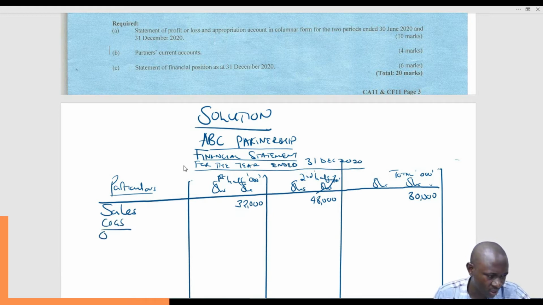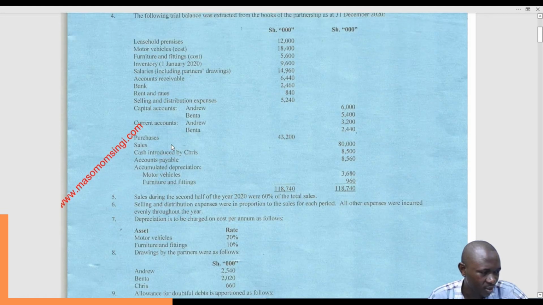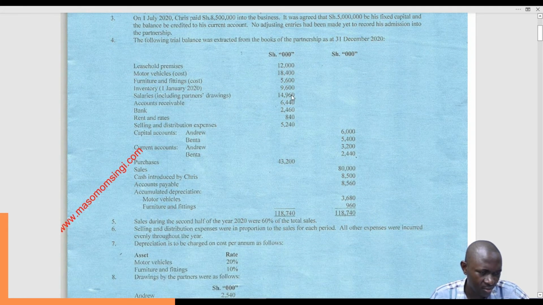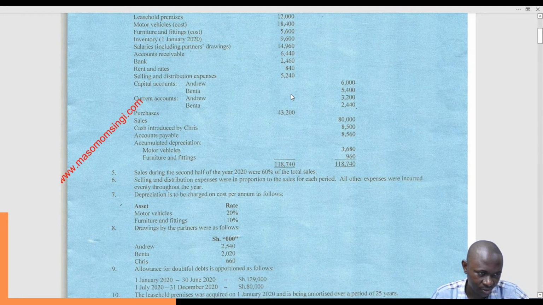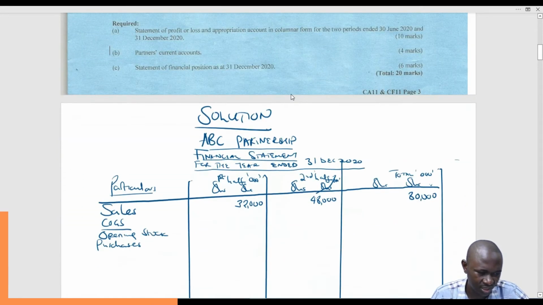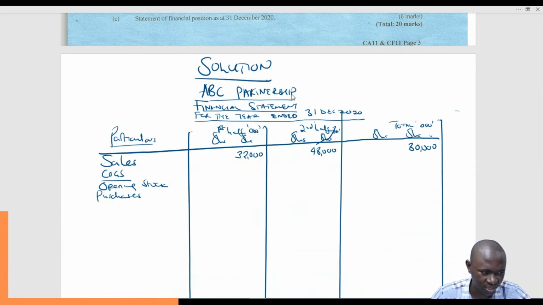So cost of goods sold, we normally start with the opening stock, then we add purchases, and then we less closing stock. But purchases might come in with some workings. So let's see. Opening stock normally is found in the TB, inventory 1st January, 9,600. But this is the opening stock for the entire period. So let's just treat it as the opening stock for the entire period as opposed to for the first half. Otherwise, if we treat it for the first half, it might also affect the second half. So since it's the opening stock for the entire period, we'll have it here, 9,600.